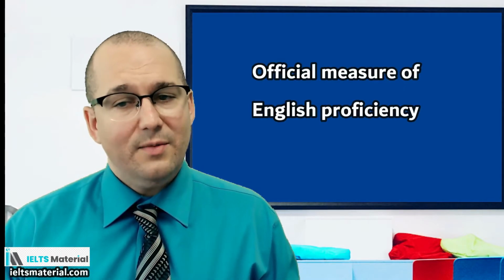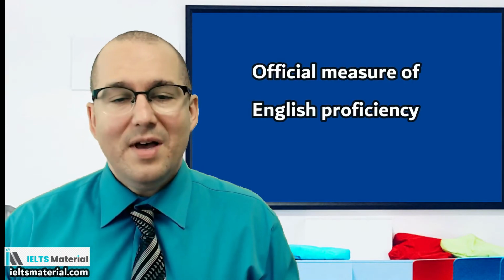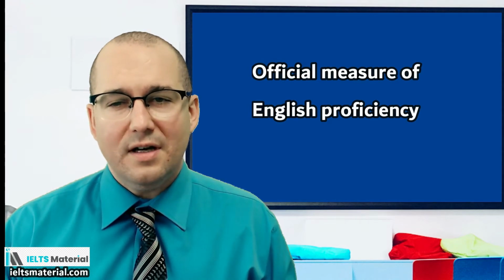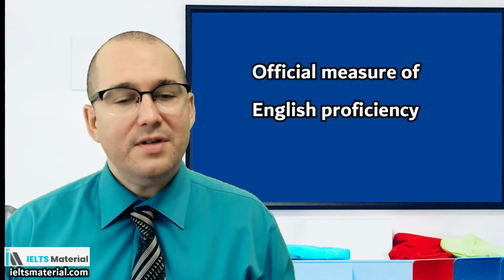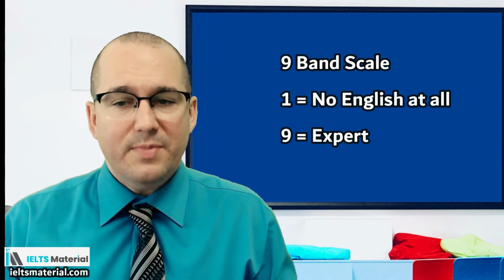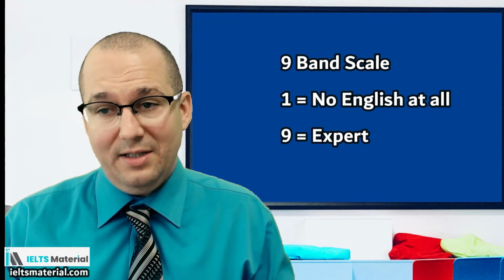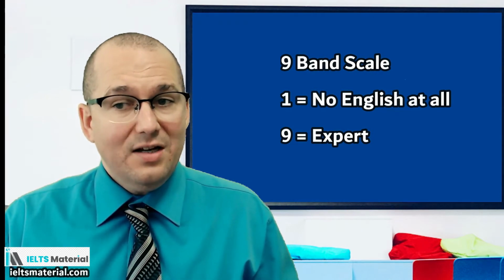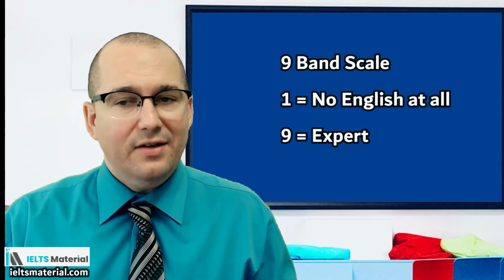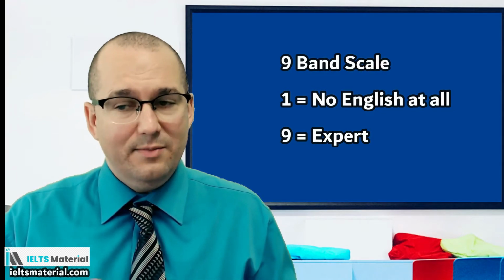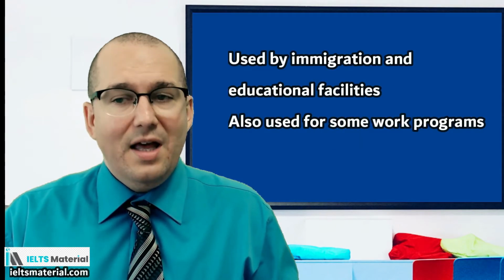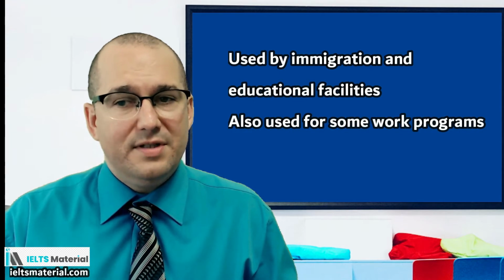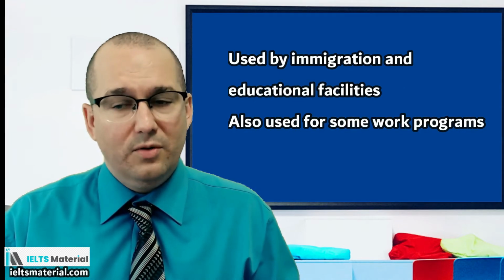The International English Language Testing System, IELTS, measures the language proficiency of people who want to study or work where English is used as a language of communication. It uses a 9-band scale to measure people's English proficiency accurately. It starts at 1, which is a non-user, and it goes all the way up to 9, which is an expert user. And there are 0.5 band scales in between each number band. IELTS is used for immigration and for higher education purposes, and also for some work programs.